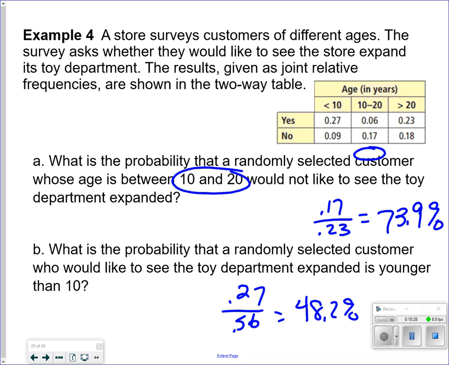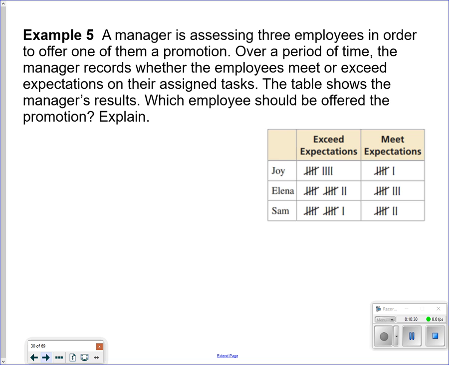A manager is assessing 3 employees in order to offer them a promotion. Over a period of time, the manager records whether or not an employee meets or exceeds the expectations. The table shows the manager's results. Which employee should be offered the position? So now Joy has exceeded 9 times, and then 6 times just met. Elena, 12 times exceeded and 8 times just met. And then Sam, 11 times exceeded and 7 met.